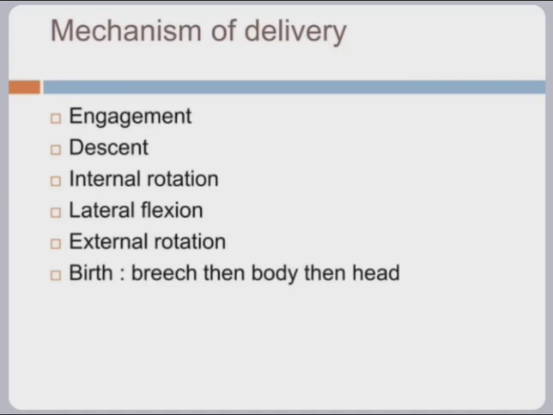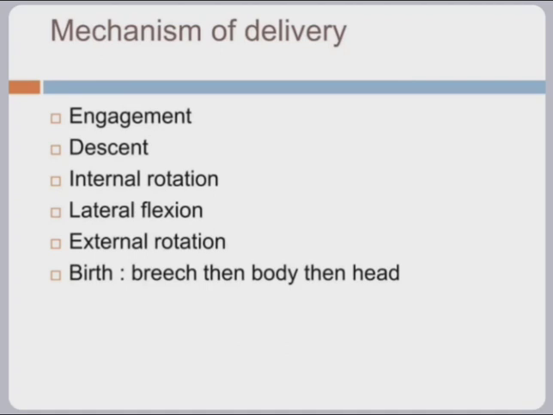Then external rotation. Then birth. Birth happens: breech, then body, then head. Breech means whichever presenting part, the buttock or the foot or the knee, which part of the baby comes out first, that is called the breech. Then body, then head.